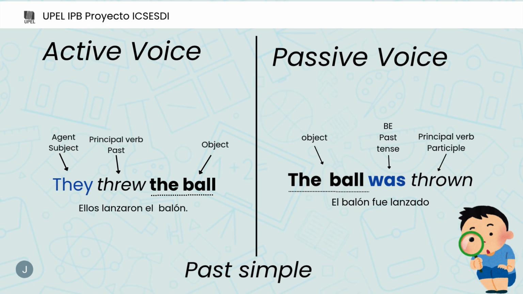Okay, so let's continue with the passive voice. In the passive voice form, you have first the object, then the verb to be in past because the original sentence in active voice was in past. So in the passive voice, it has to be in the same verbal tense, in past. And at the end, you have the principal verb in participle, thrown.